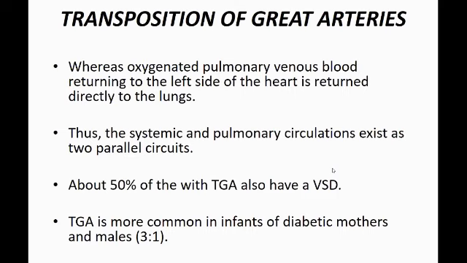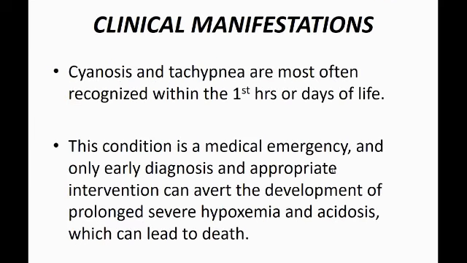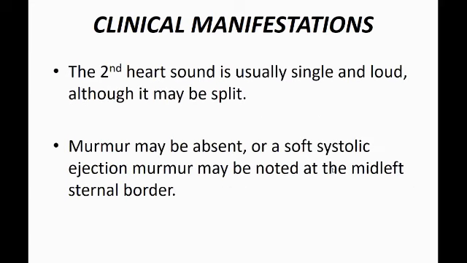Now, what are the clinical manifestations of transposition of great arteries? Cyanosis and tachypnea are most often recognized within the first hours or days of life. We know that this is a duct-dependent lesion. So when the ductus closes, the patient presents with cyanosis and respiratory distress. This condition is a medical emergency, and only early diagnosis and appropriate intervention can avert the development of prolonged severe hypoxemia and acidosis, which can lead to death. So again, a duct-dependent lesion where we have to start prostaglandin infusion as early as possible.